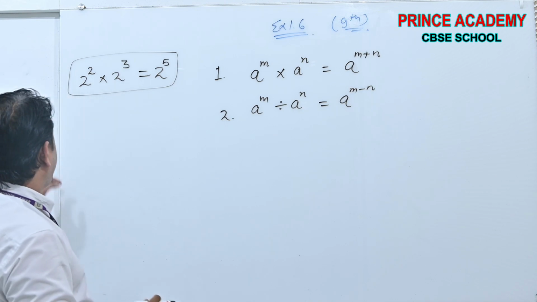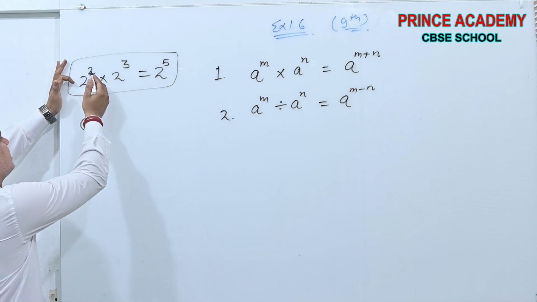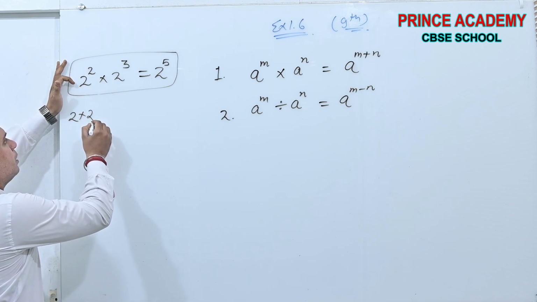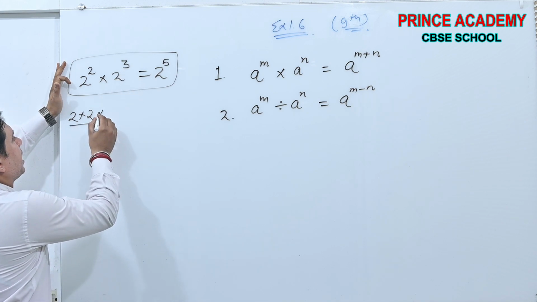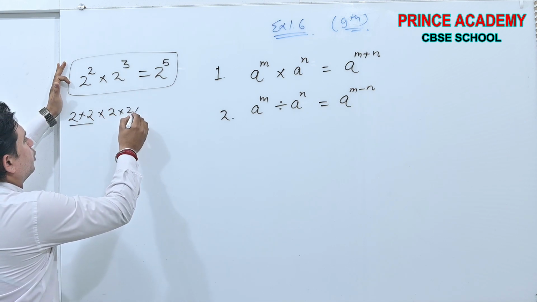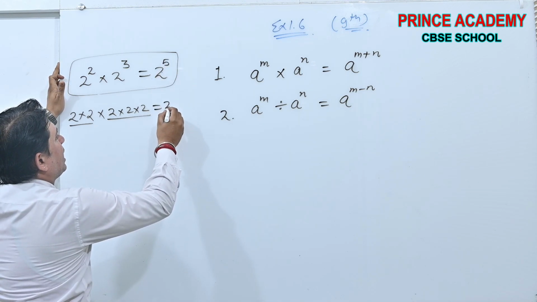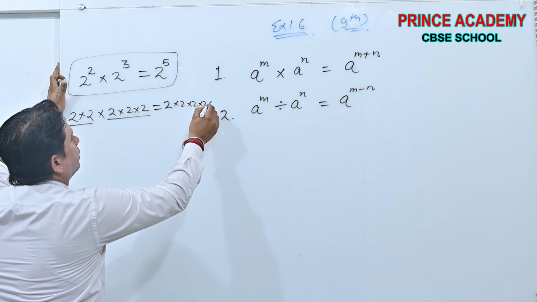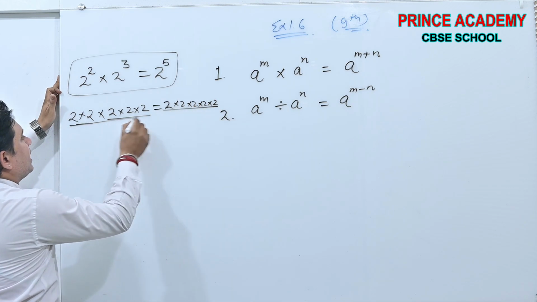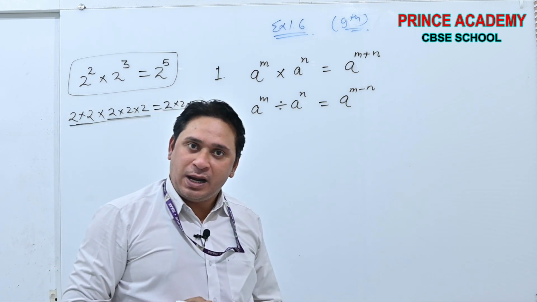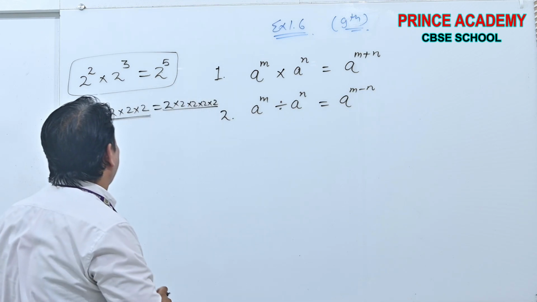See, beta. Here 2 raised to power 2 means 2 into 2. And 2 raised to power 3 means 2, 2, 2. Okay? And 2 raised to power 5 means 5 times 2. Both are equal, yes or no? Both are equal, done. That's why powers are added.